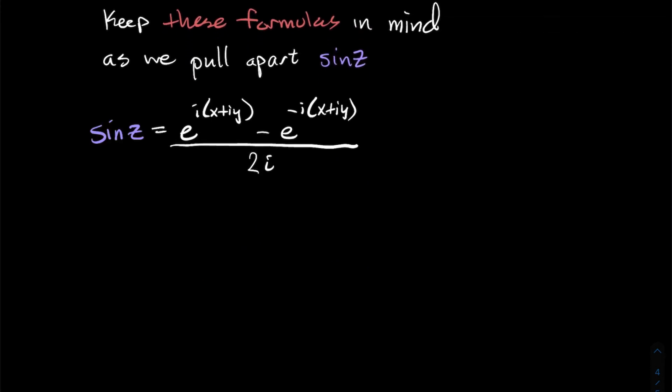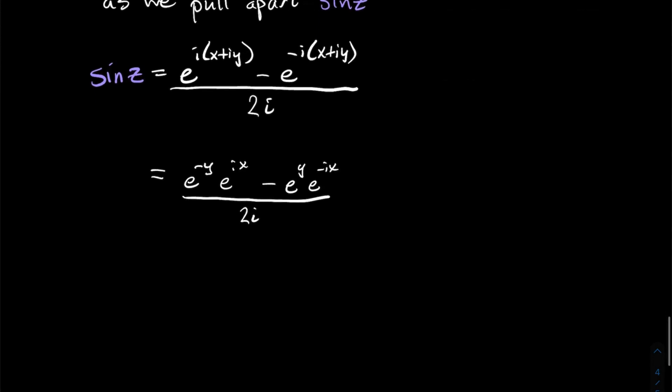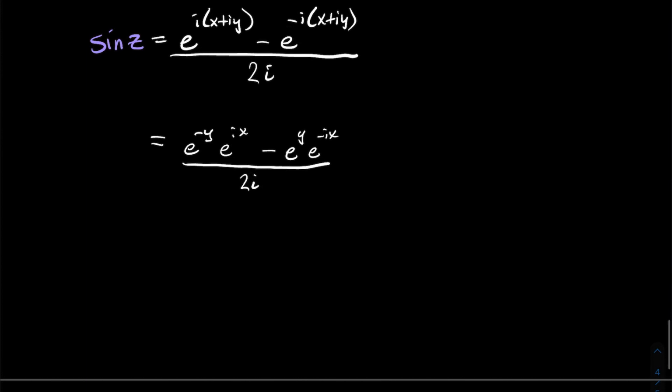So sine of z, what we wrote down above, should be the same thing as e to the iz, and here I'm replacing z by x plus iy, so e to the iz minus e to the minus iz over 2i. And we're going to use some exponent rules. The first one, if you distribute the i through the power, you get e to the minus y times e to the ix. And then same thing, minus e to the positive y times e to the minus ix, all divided by 2i.